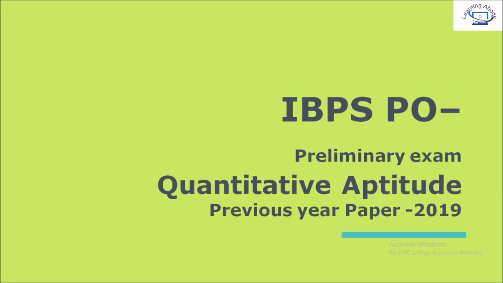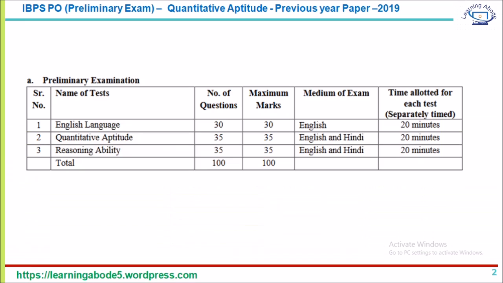In this video, I'll be solving the quantitative aptitude questions from the IBPS PO preliminary examination conducted in the previous year 2019. Now, before I solve the aptitude questions, first let's look at the pattern. So there are 100 questions and only 1 hour duration, only 60 minutes.